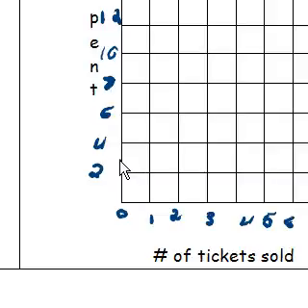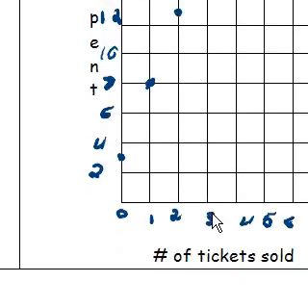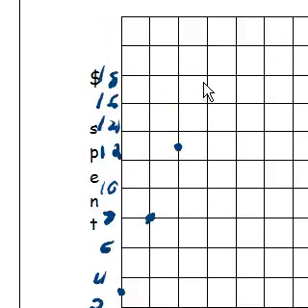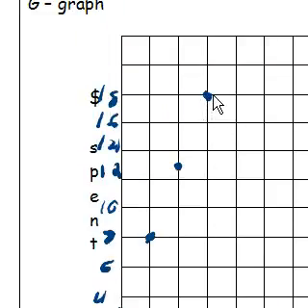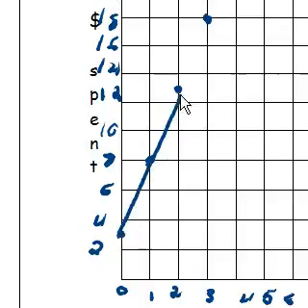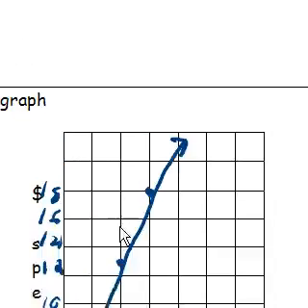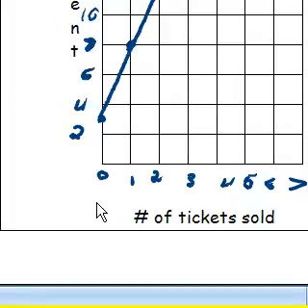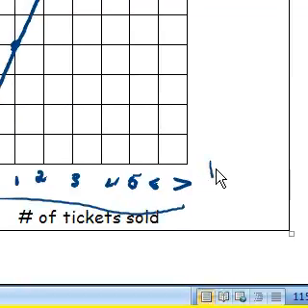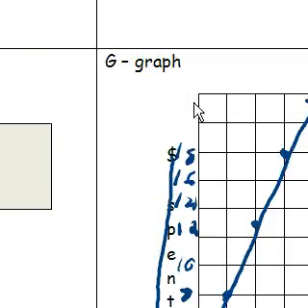Zero tickets cost $3. 1 ticket costs $8. 2 tickets cost $13, and 3 tickets cost $18. 3 tickets. Looks like you got a third wheel there on your movie date. All right, there we go, and that's what the graph looks like. Remember, quick review, this would be our domain because this is on our x-axis. This would be our range because this is our y-axis.